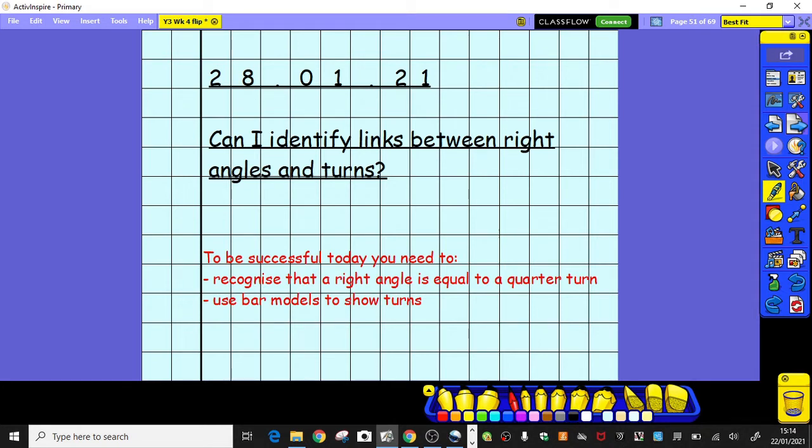Okay, so on Monday we were doing lots of turning. We were doing quarter turns, half turns, 3/4 turns and whole turns, and we learned about clockwise and anti-clockwise. Today we're going to be looking at the links between right angles and turns. To be successful today, you'll need to know that a right angle is equal to, or the same as, a quarter turn. And we're going to be using some bar models to show some of our turns as well. So let's have a look.